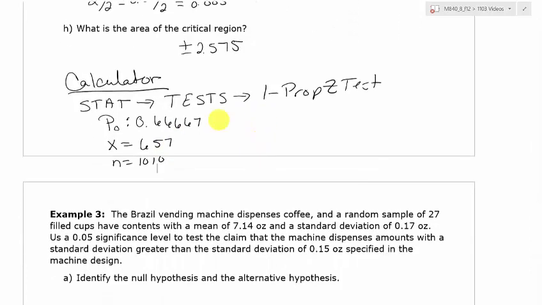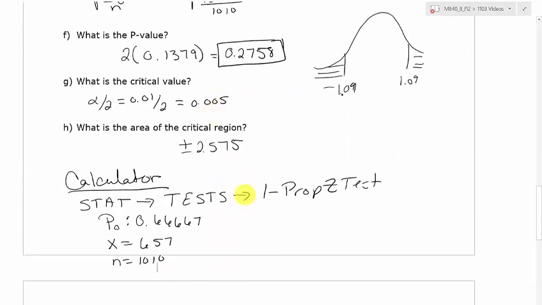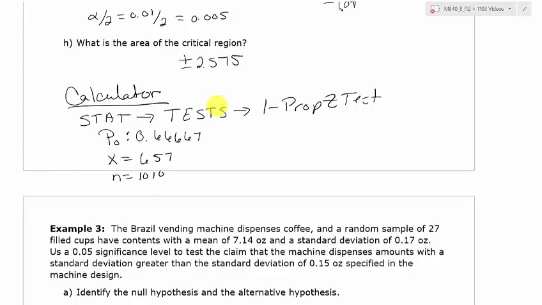And then you also need to select your alternative hypothesis. Our alternative was not equal to. So make sure that you have that selected, and then arrow down so that calculate is blinking, and then push enter, and it gives you all of your necessary information. It gives you Z, your test statistic, P in this is your p-value, p hat it gives you, and also N. So again, you can get all of this information from your calculator.